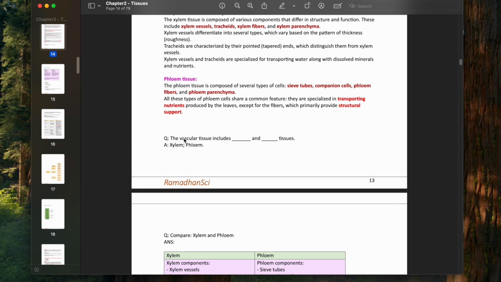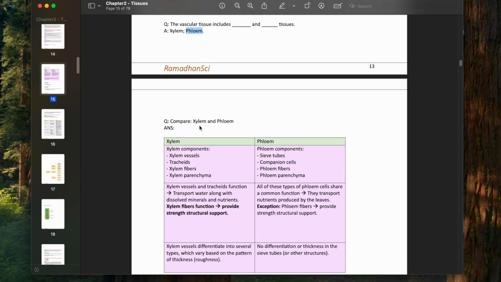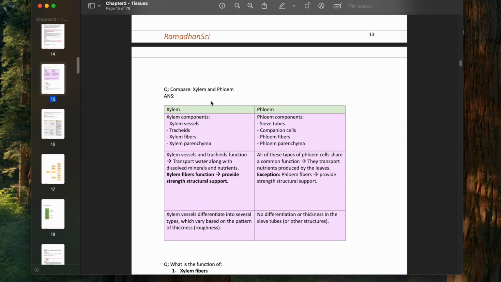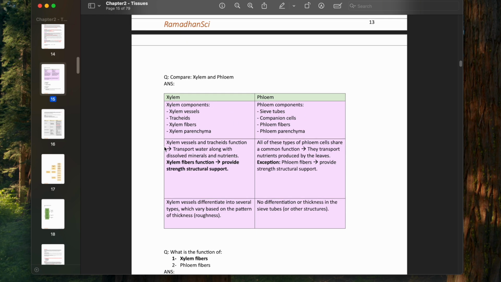We can have a question telling you that the vascular tissue includes what and what. This is a very important one. This is actually a previous question, and it includes what? Xylem and phloem. One of the most common comparison questions in the book is the comparison between the xylem and the phloem, where you're going to compare the components, and you're going to compare the functions for each one. And here, as I said, the xylem fibers provide strength and structural support.